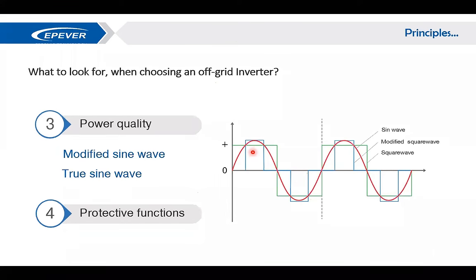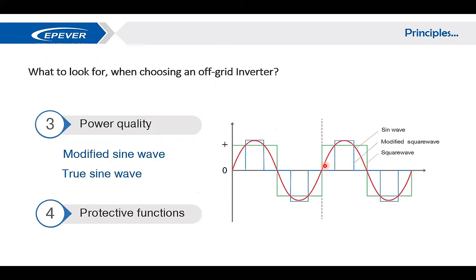Inverters come with different output power waveforms. So the third principle is the power quality. The output voltage from an inverter might have several forms depending on the technology and the elements applied, and generally it can be either square wave, like the green one that you see here, modified sine wave, the blue one, or pure sine wave, which is the red one.